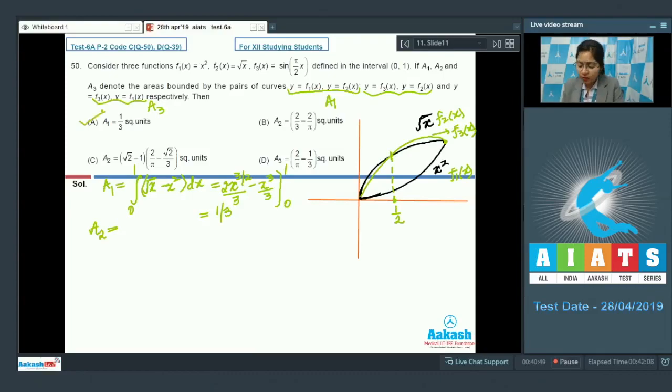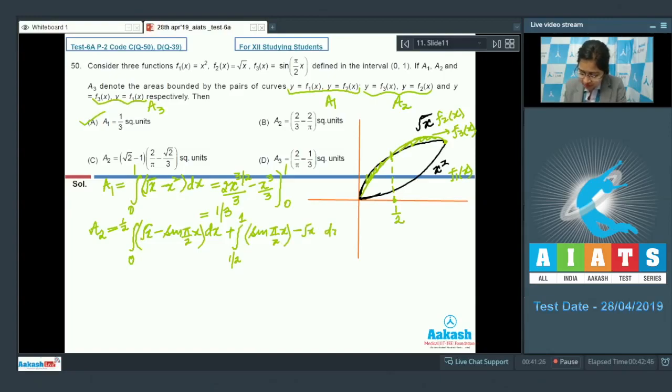Now let's find A2, that is between f3(x) and f2(x), that is this one and this one. Okay, so this is where we have to find the area. Now the area will be equal to, from 0 to half, root x minus sine(pi x by 2) dx, plus from 1 by 2 to 1, sine(pi x by 2) minus root x dx. This is what we have to find.